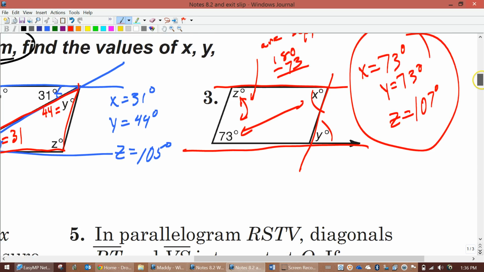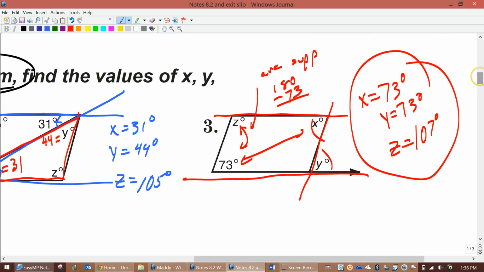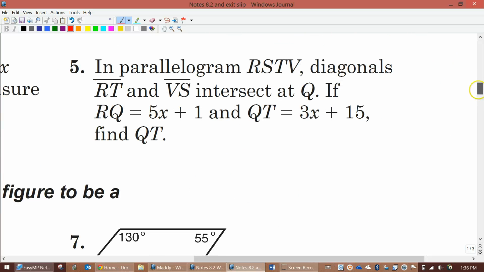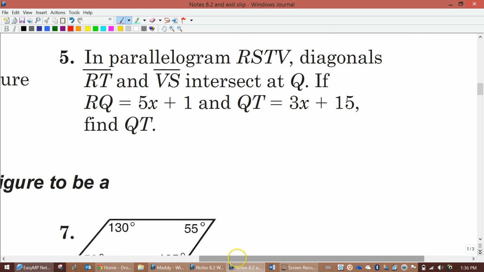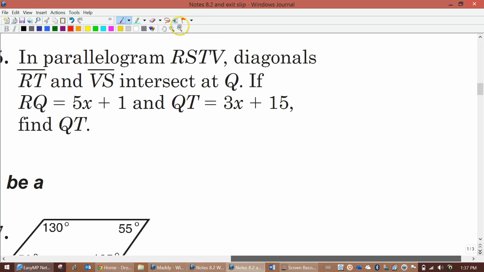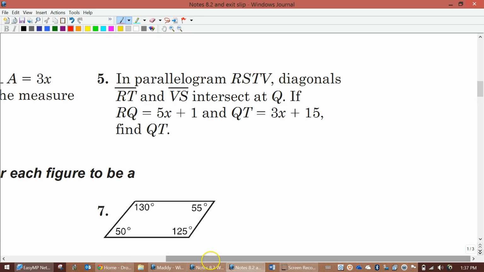Oh, you could say y is 73, corresponding angles too. Absolutely. Super. Do number 5. There's no room on 4, so. Number 4. Or number 5.